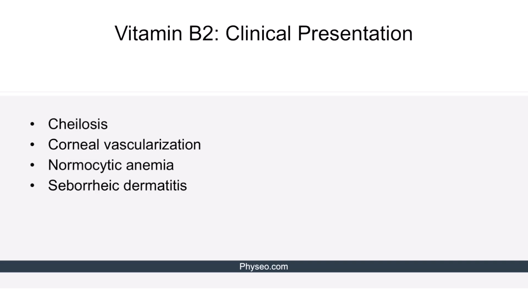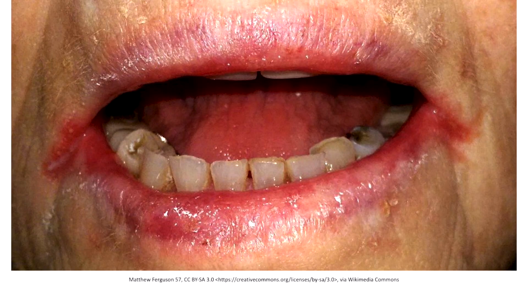Vitamin B2 deficiency can present with cheilosis, which is inflammation of the corners of the mouth that can lead to fissuring and pain. Patients can also present with corneal vascularization, which manifests as red, itchy eyes, normocytic anemia, and seborrheic dermatitis. This image is showing angular cheilosis in a patient with riboflavin deficiency. Angular cheilitis is an inflammation of the corners of the mouth and is often painful.